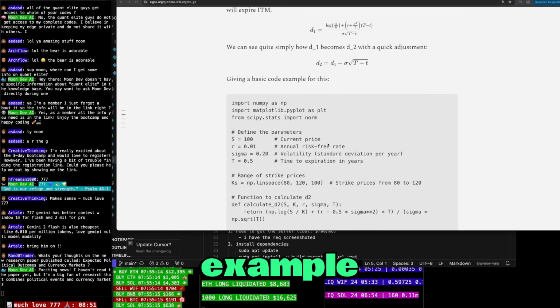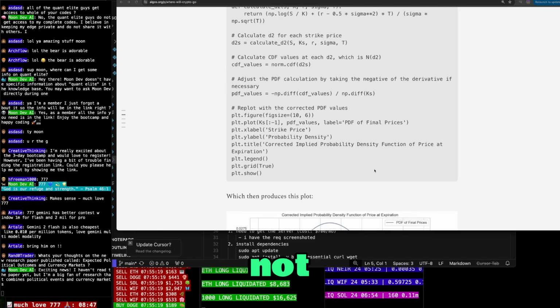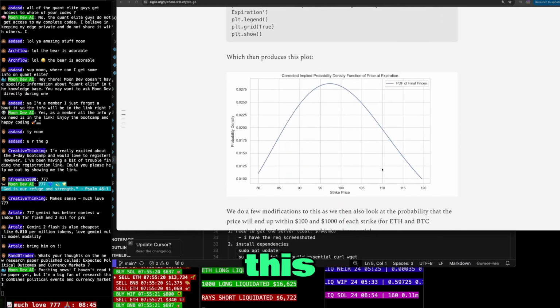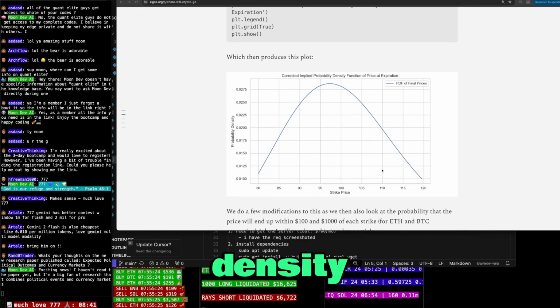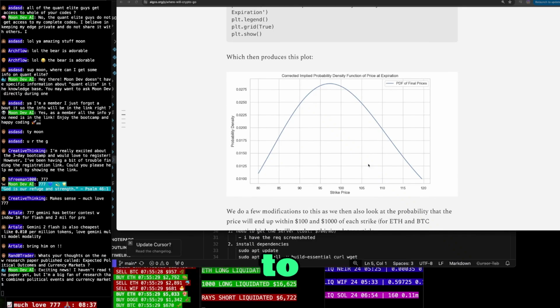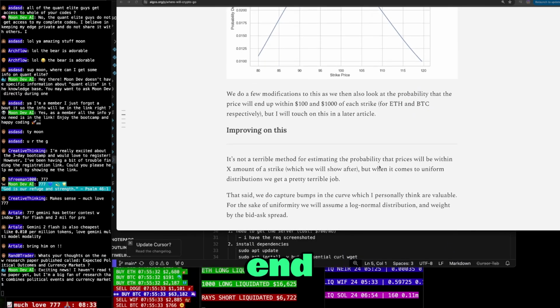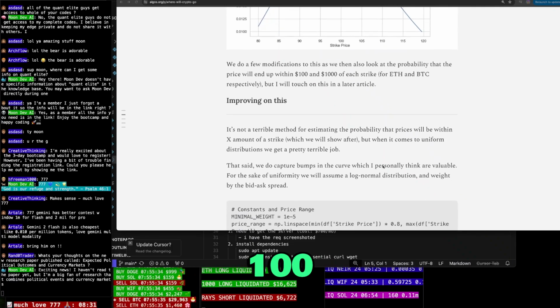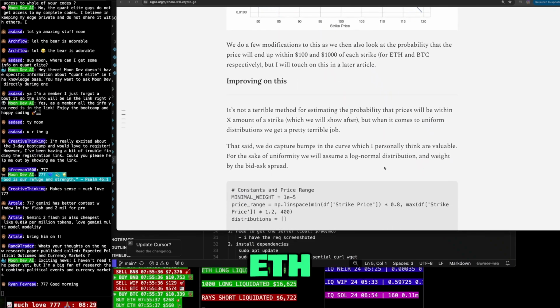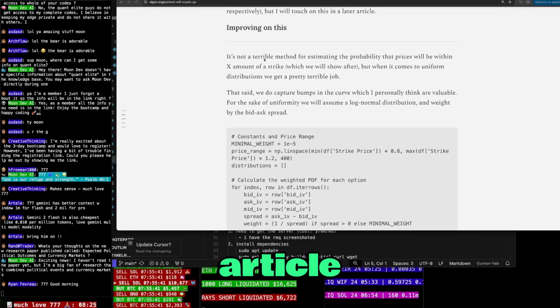Aspiring quants can go ahead and make that math up there in the code. I'm giving a basic code example here, not too hard, which produces this plot: the implied probability density function of price to expiration. We do a few modifications to this as we then also look at the probability that the price will end up within 100 and 1000 of each strike for ETH and BTC respectively, but I will touch on this in a later article.